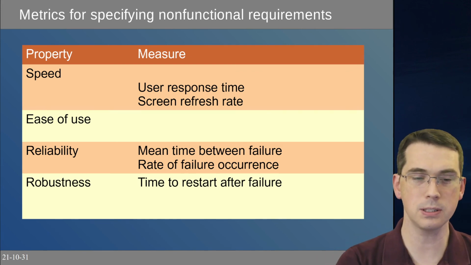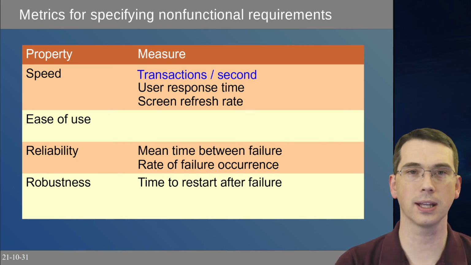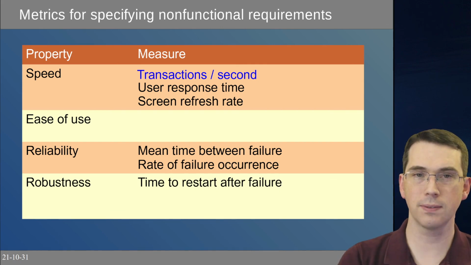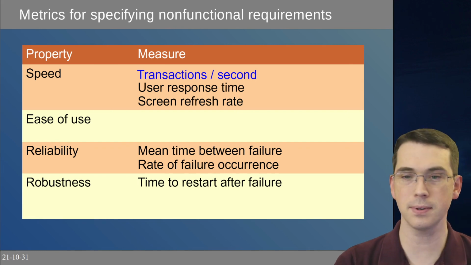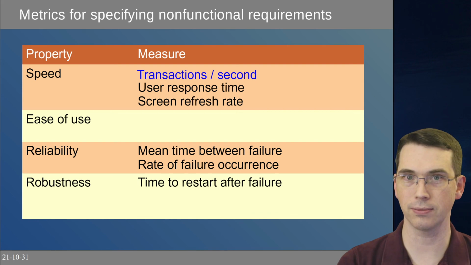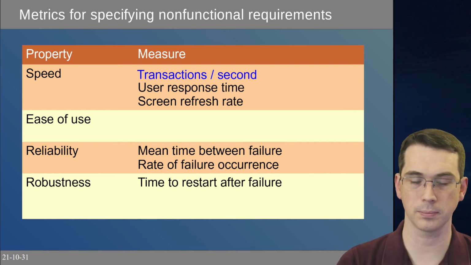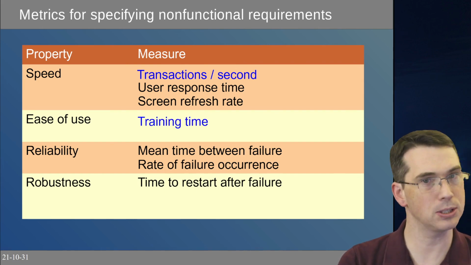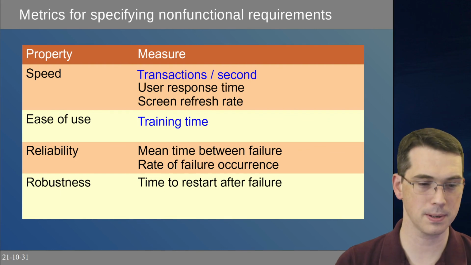So one big area would be speed. We can talk about transactions per second, for example, if you're dealing with a web system or an accounting system. We can talk about user response time. So every time the user clicks a button, how fast does it get back? And for a game, the obvious one we all love is screen refresh rate, and perhaps screen refresh rate on a given piece of hardware. For ease of use, we talked about it a minute ago with training, so maybe training time, or training time with errors per minute, or hour.